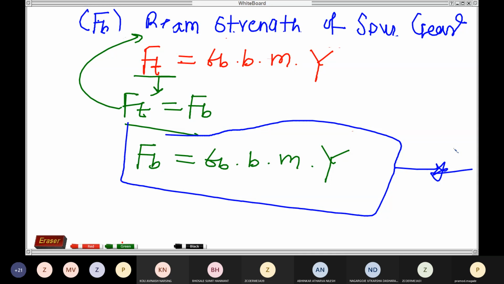We'll have to consider the tangential force, because of that bending will occur, therefore Ft is equal to Fb, beam strength. Fb is equal to sigma b b m y, sigma b b m y we have considered. Understood till here?